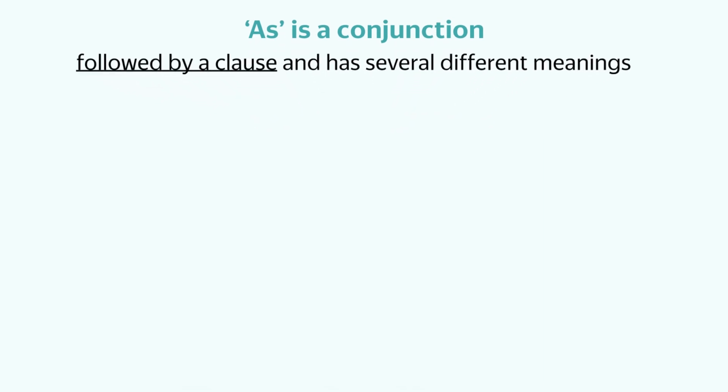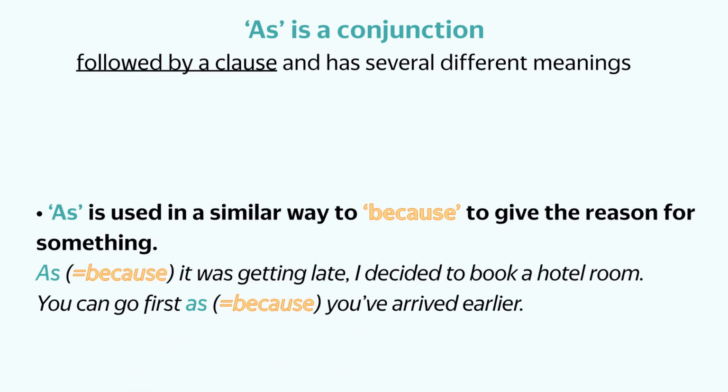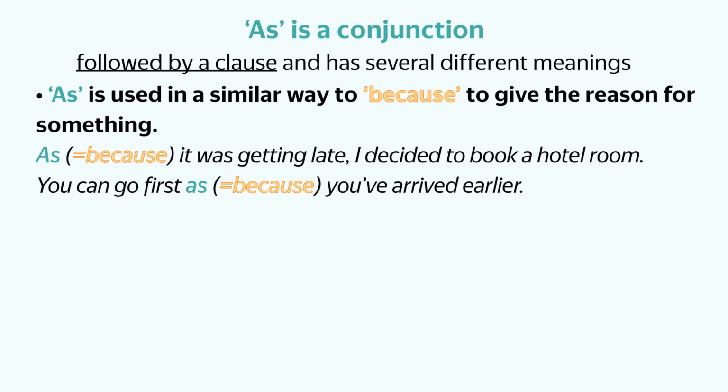"As" is a conjunction followed by a clause and has several different meanings. "As" is used in a similar way to "because" to give the reason for something. For example, as it was getting late, I decided to book a hotel room. You can go first as you've arrived earlier.